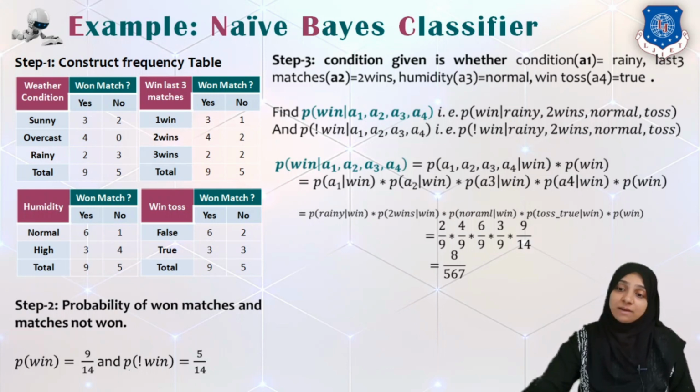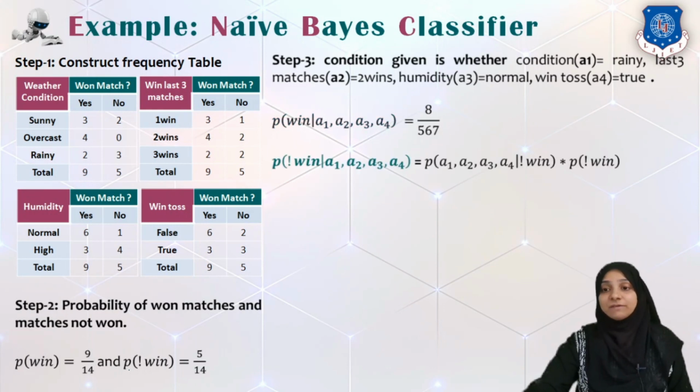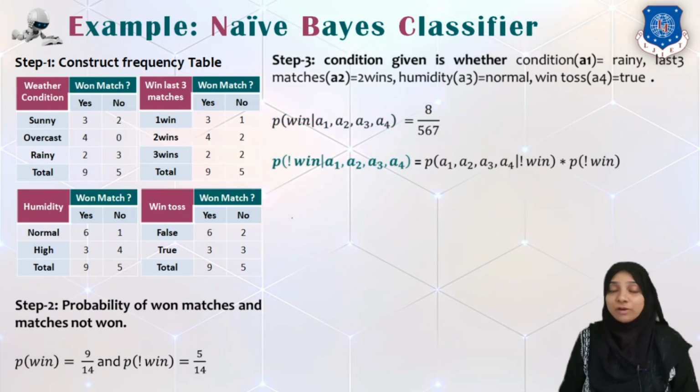This result is 8 by 567. We will keep it aside. Now we will repeat the same process for not winning a match.